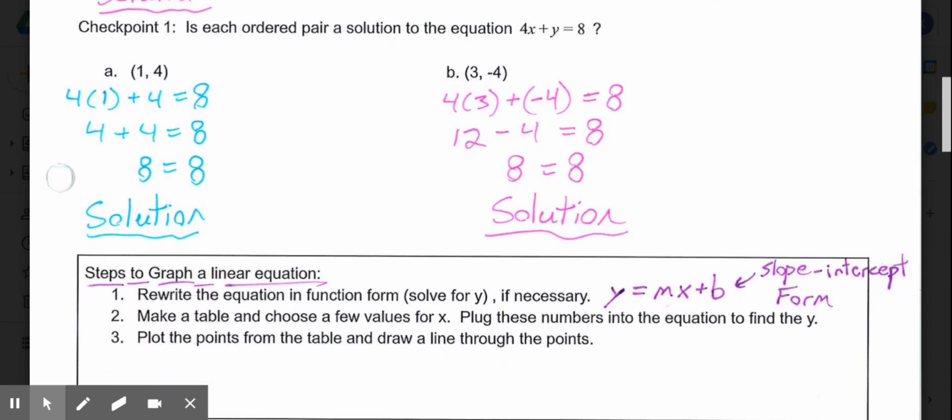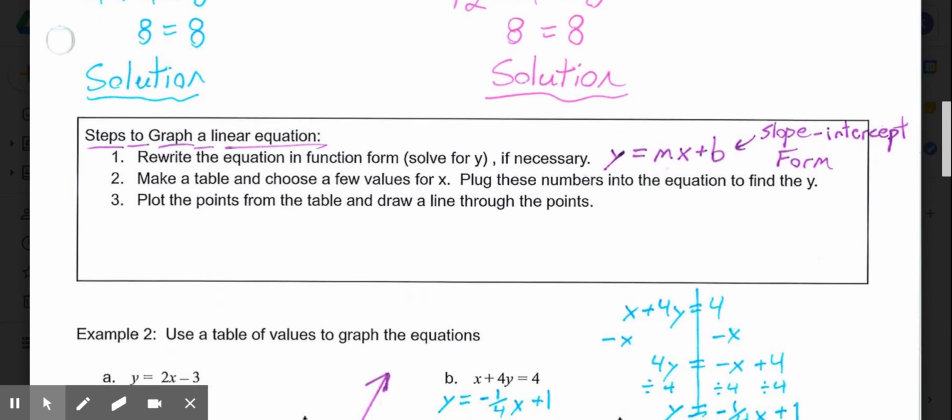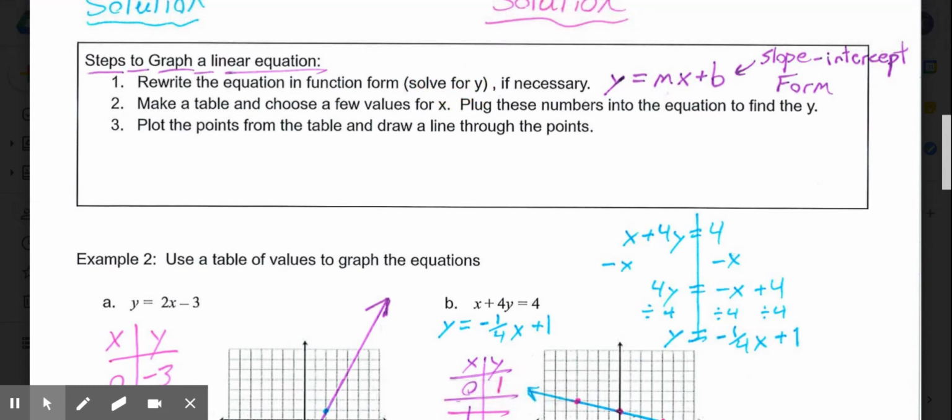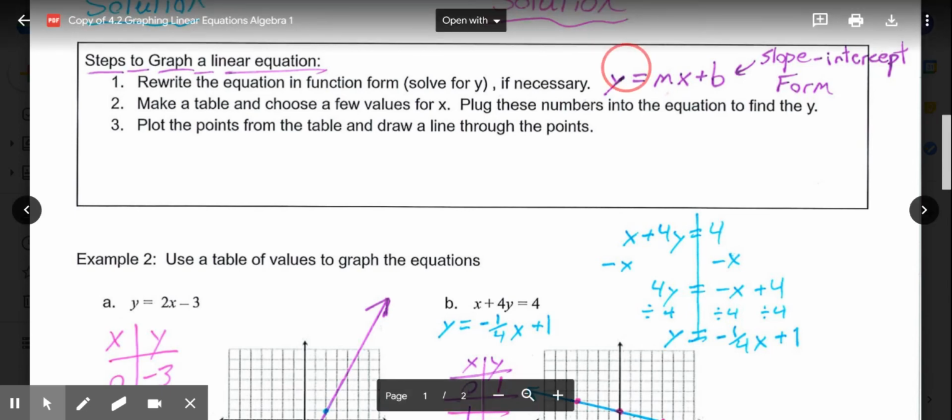Then we're getting to our steps to graph a linear equation. And remember, the term linear equation just means the graph will be a line. So the first thing they want us to do is rewrite the equation in function form. So that means solve for y or get y alone. So if it's not already written in slope-intercept form, which we'll look at more, but written to solve for y, we need to get it and rewrite it to solve for y.